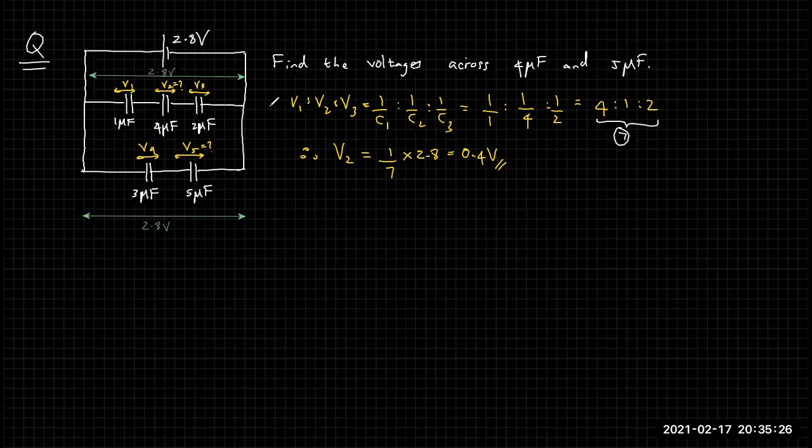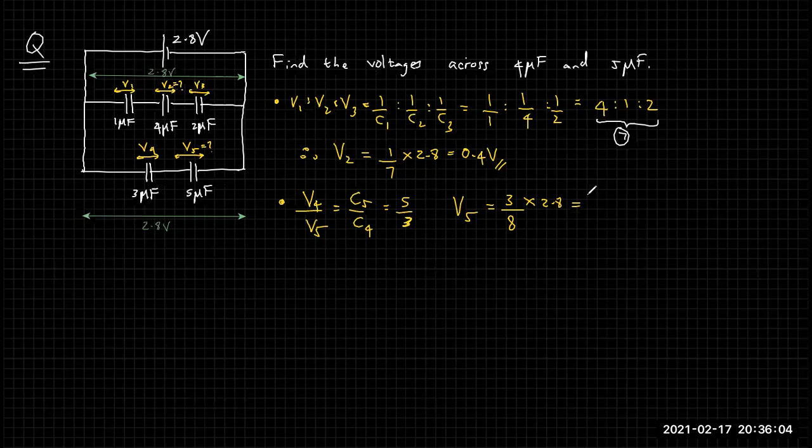And then we go to the other two capacitors actually. V4 over V5 is not that hard. It's pretty straightforward. V4 over V5 can be written as C5 over C4. So what is C5 over C4? 5 divided by 3. Okay, 5 divided by 3. So we are supposed to find V5. V5 is 5 and 3 means 8. Total 8. Out of 8, 3 for V5. 3 over 8 into total voltage 2.8.